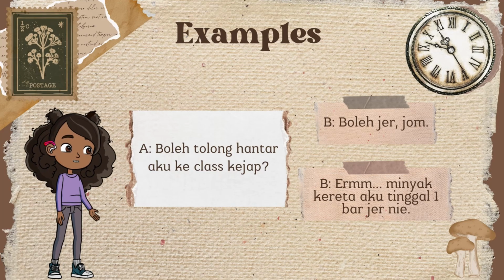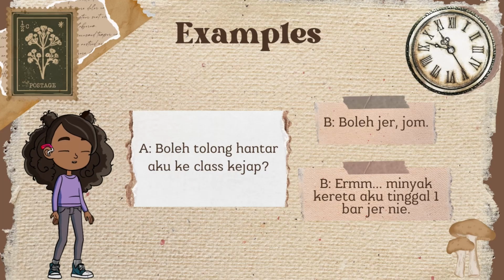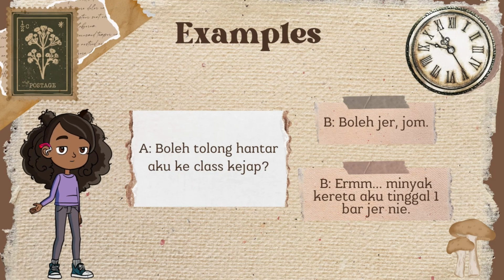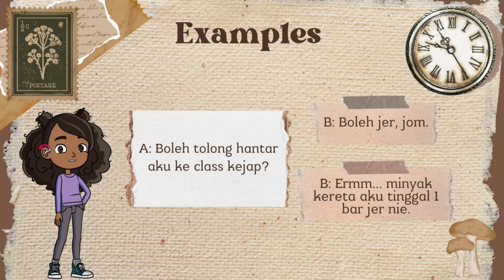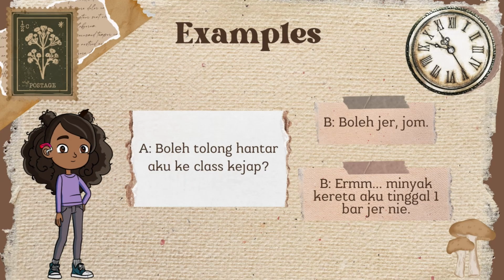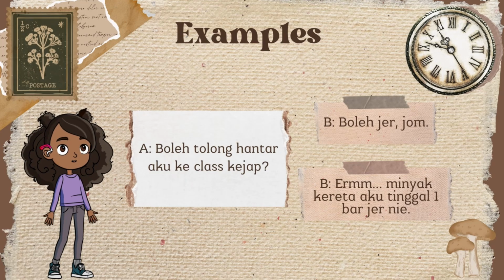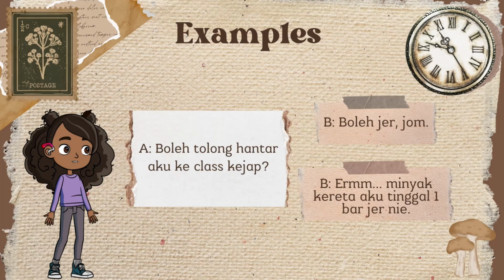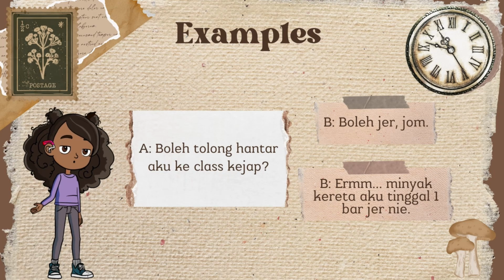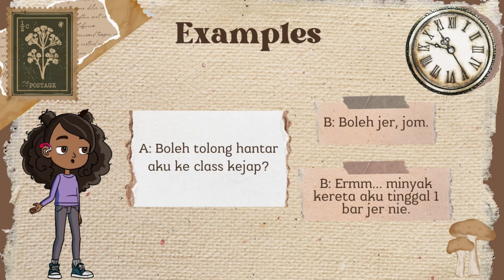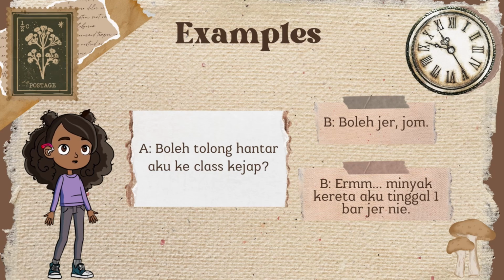A. Boleh tolong hantar aku ke kelas kejap? B. Boleh je, jom. This is the expected response. Simple, direct and cooperative. But if B replies, minyak kereta aku tinggal satu bar je ni. That's an indirect refusal. It's still relevant to the question, but it avoids saying no directly. It shows hesitation and a softer way of rejecting the request.